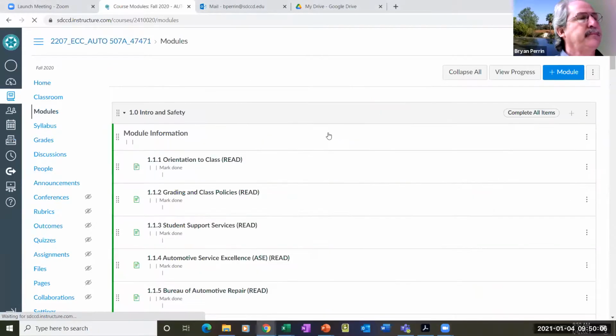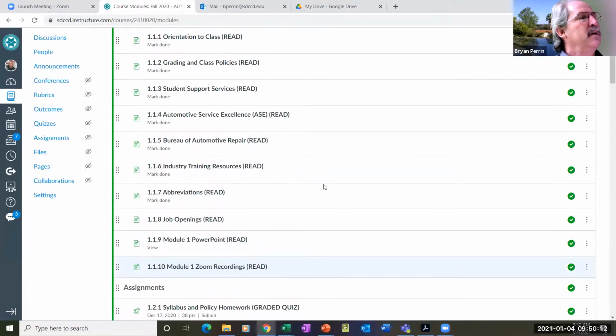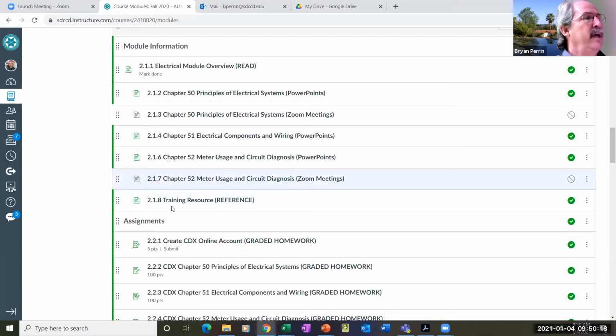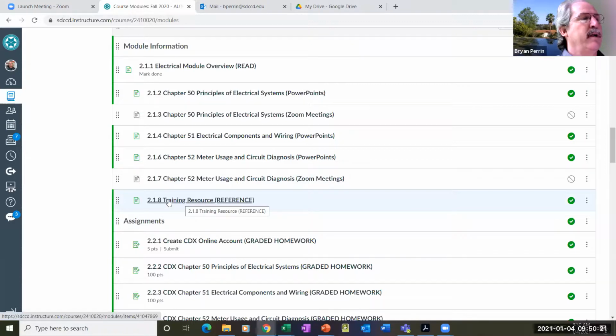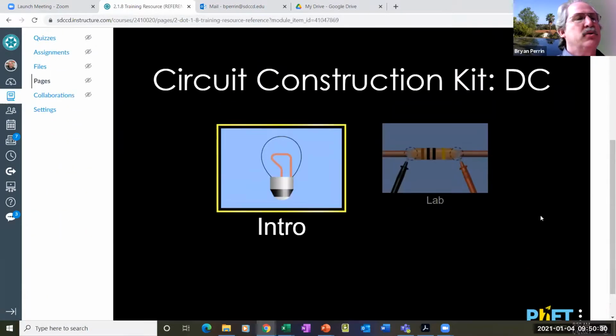So let me get out of that. Okay, I'm back to CDX. Okay, so if I go into modules and I scroll down, oops, went too far. Where is it? Module 1, module 2, and I have training resource reference right here, 2.1.8. So if I click on this, it brings up this right here. And you have an intro to lab. I'm going to just jump right into the lab.